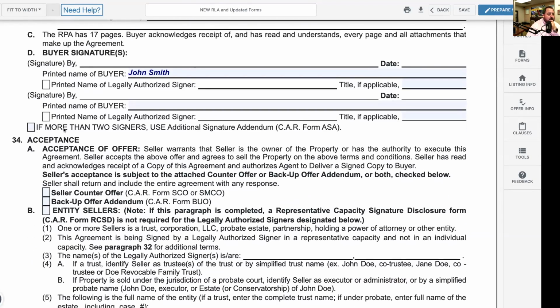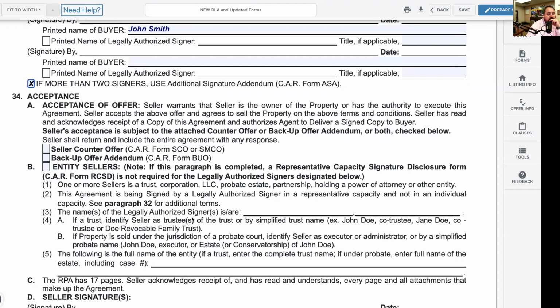If there are more than two signers, you're going to include the additional signature addendum. Remember, let's say there are 3 buyers and I have an additional signature addendum. Two buyers are on the RPA. Only the 3rd buyer that couldn't sign here, only their name goes on the ASA.